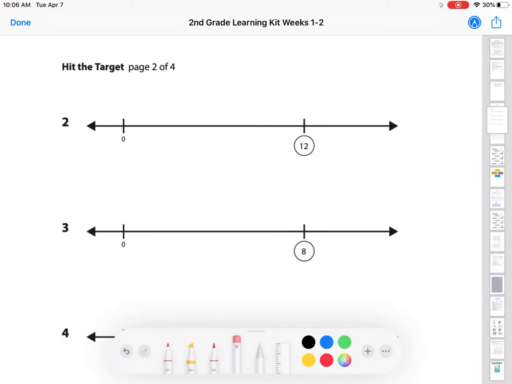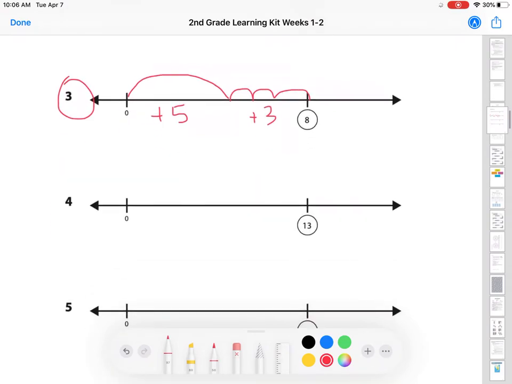Remember, the idea is to use skips or jumps of ones, tens, and fives to get to a number, and to try to do it the simplest way possible. So for example, if I'm going from 0 to 8, let's take a look at number 3. If I'm going from 0 to 8, I can't make a jump of a 10, that's too big, but I could do a 5. There's my 5. And then 3 ones, 1, 2, 3 would get me to 8, right?